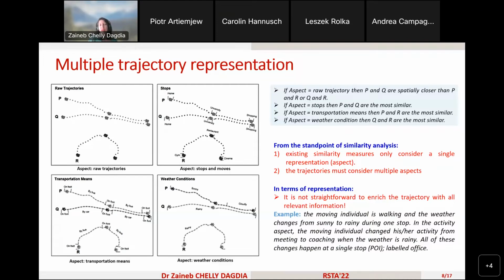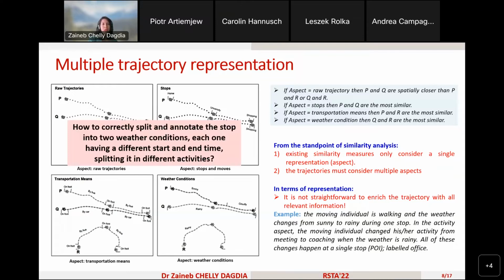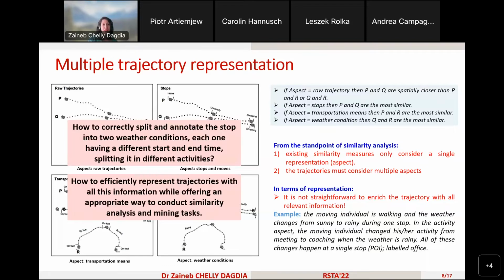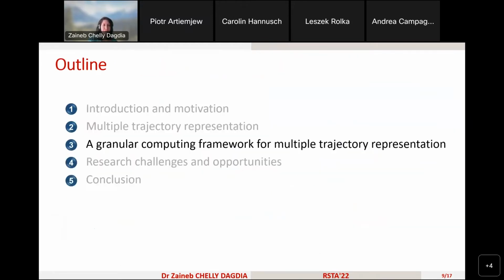So you see here they have this dynamic or evolvable nature of the multiple aspect trajectories, and this is with respect to nature actually. So it is difficult to combine all this information in a single representation, and this is why we need a novel way to represent that. So with respect to this example, how can we correctly split and annotate the stops into different weather conditions with respect to different time slots? How can we divide the different activities? How can we represent all this information in a single representation and use adequate similarity relations? And how can we, of course, perform mining on this?